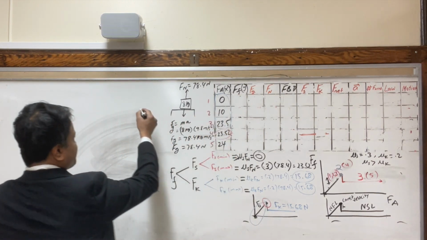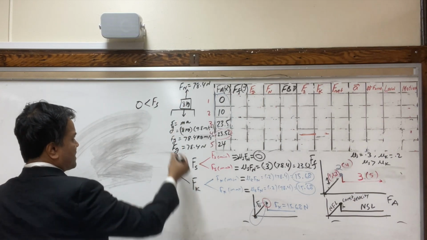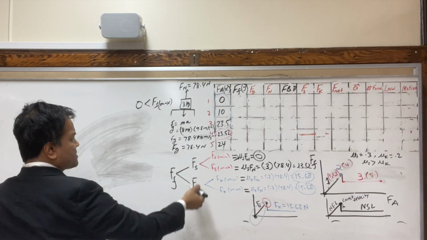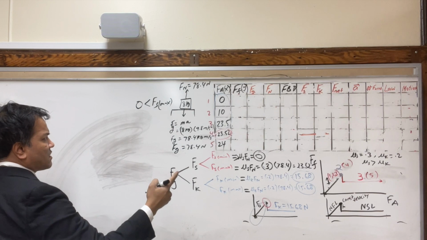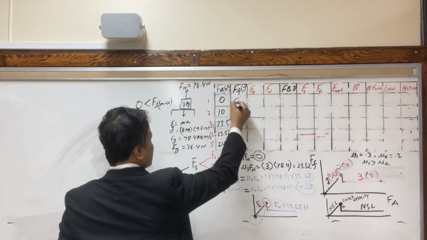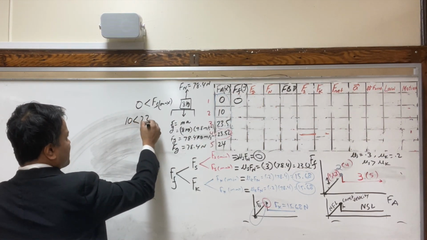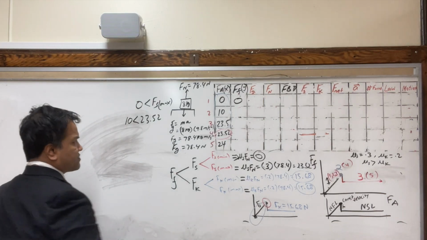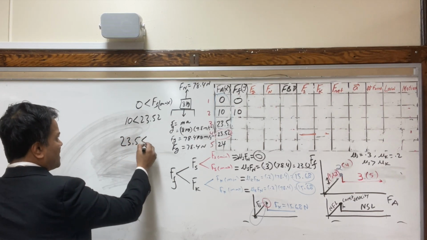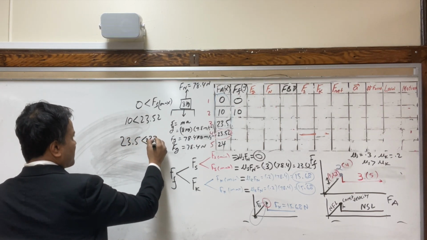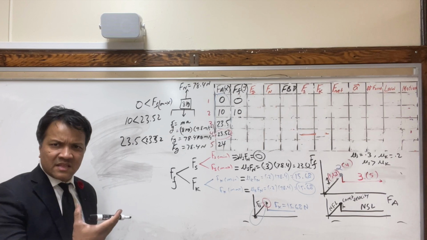Is 0 less than Fs max, which is, as you see, 23.52? Yes, 0 is less than that, so it automatically becomes force of friction. Is 10 less than 23.52, which is Fs? Yes, so it immediately becomes force of friction. Is 23.5 less than 23.52? Yes. How much less doesn't really matter, it's less.